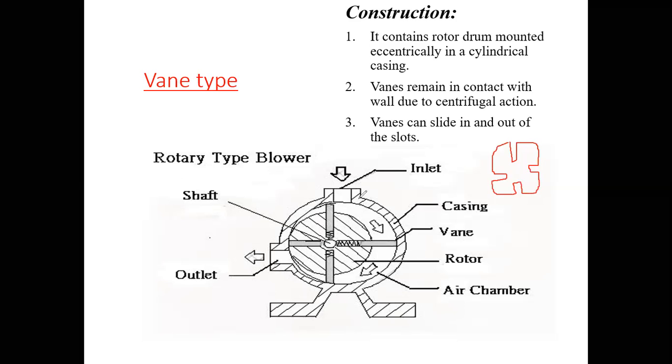Okay, this is a circular one. Such type of slots are provided in the rotor, and in that rotor there are vanes. Along with that, they are attached with springs. Here we can see the springs. So we can say pressurized vanes, or spring loaded vanes, are provided in the slots inside the rotor. Now, what is the function of these vanes?